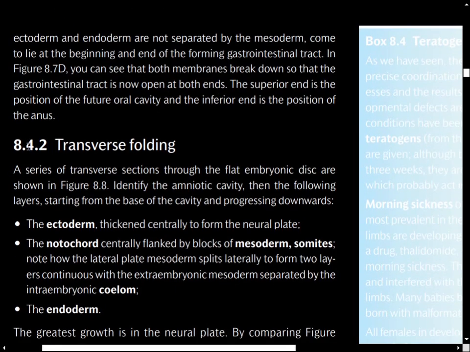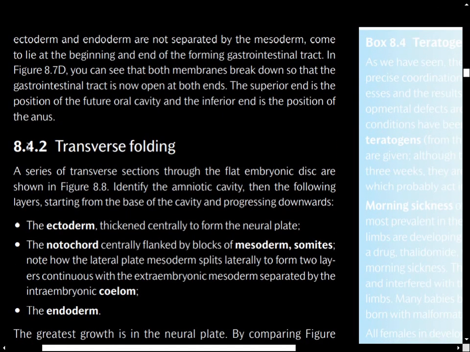These are the only areas where the ectoderm and endoderm are not separated by the mesoderm, and they come to lie at the beginning and end of the forming gastrointestinal tract. You can see that both membranes break down so that the gastrointestinal tract is now open at both ends. The superior end is the position of the future oral cavity and the inferior end is the position of the anus.